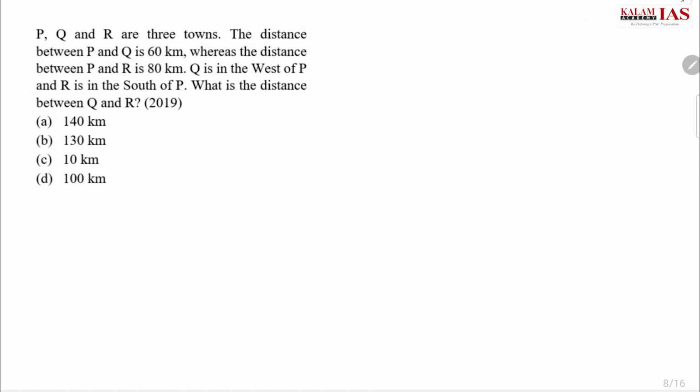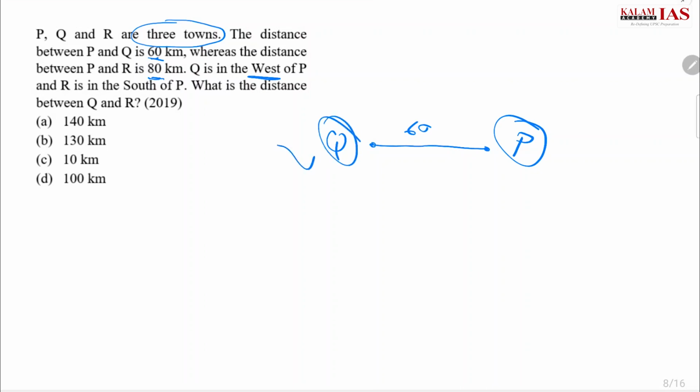In this question, there are three towns P, Q and R. The distance between P and Q is 60 kilometers. Suppose here is the P and here is the Q. The distance between P and Q is 60 kilometers, whereas the distance between P and R is 80 kilometers. Now we don't know the direction of P, Q and R with respect to each other. Now Q is in west of P. Now if P is here, Q is in west of P, this is correct, and R is in south of P. So R here is south of P, and distance between P and R is 80 kilometers.